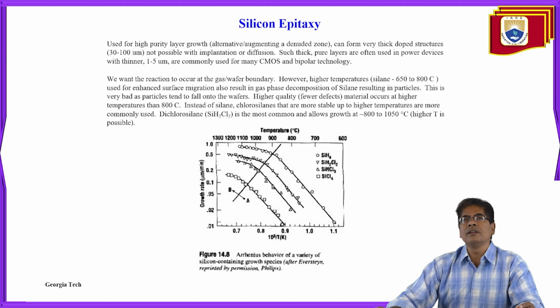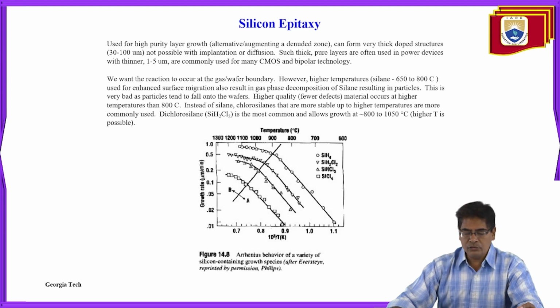We want the reaction to occur at the gas or vapor boundaries. However, the high temperatures, with silane around 650 to 800 degrees, used to enable surface migration also result in gas phase decomposition of silane, resulting in particles, and this is very bad as particles tend to fall on the wafers. Higher quality materials occur at temperatures higher than 800 degrees centigrade.